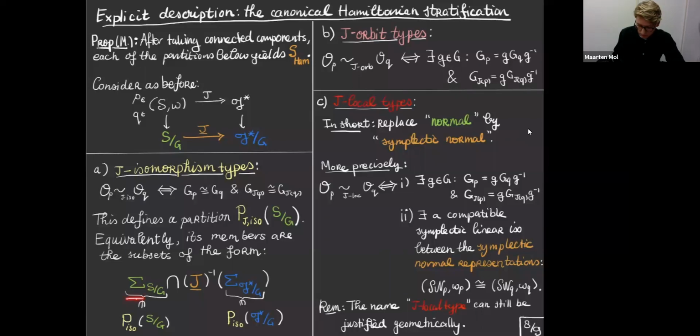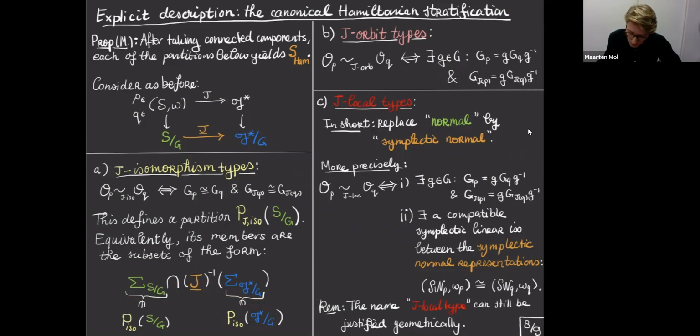They are intersections of orbit type isomorphism types in S mod G, intersected with the preimages of isomorphism types in G star mod G under the transverse momentum map. All right, so for the orbit types, we can play somehow the same game or a similar game.